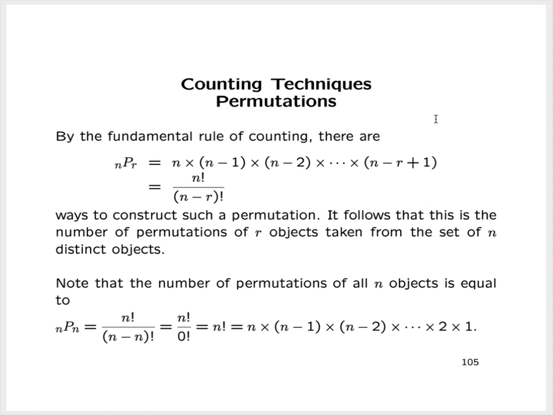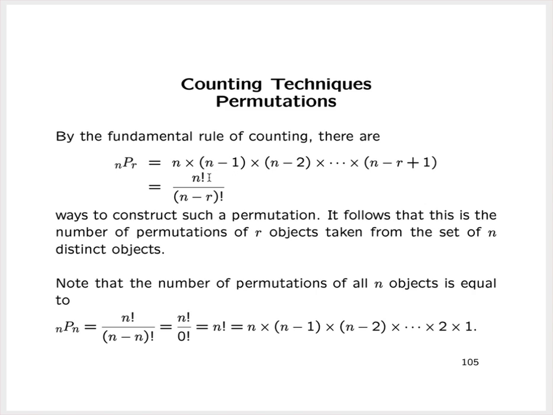And so by the fundamental rule of counting, the number of permutations of n objects taken r at a time is equal to the product of the number of ways that each step in that process can be performed. So n times n minus 1 times n minus 2 and so forth down to the last term, which is n minus r plus 1. And we can conveniently express that, instead of this long product, as n factorial divided by n minus r factorial.